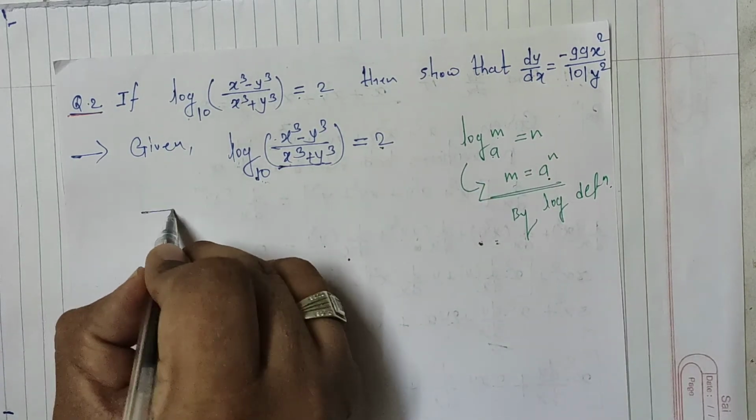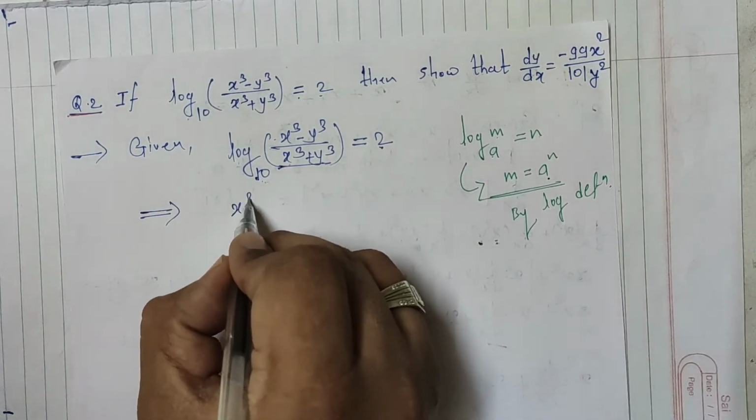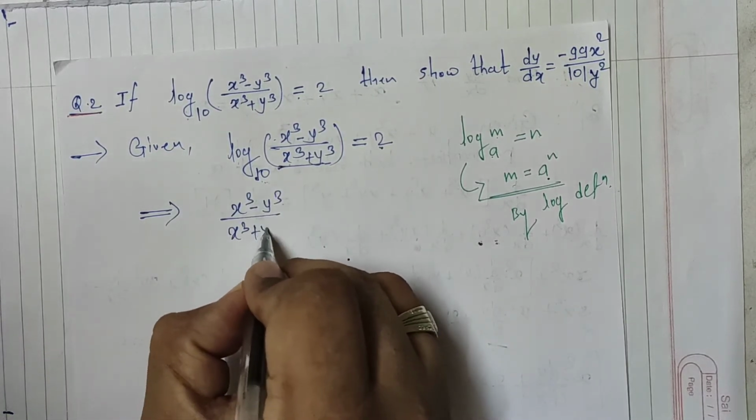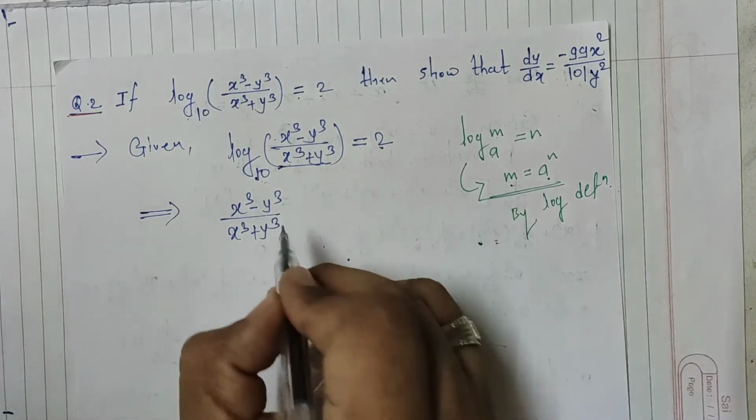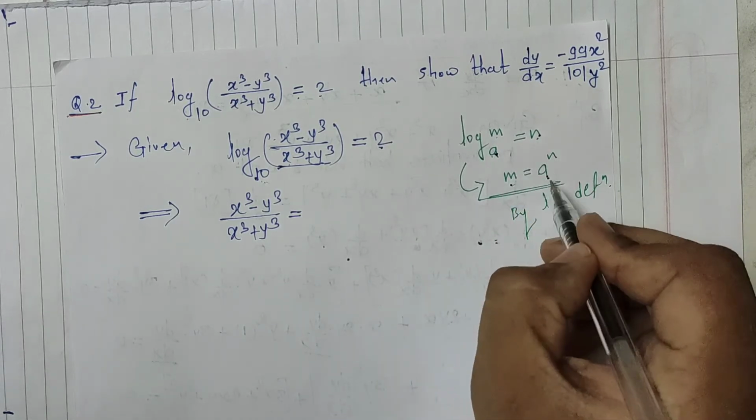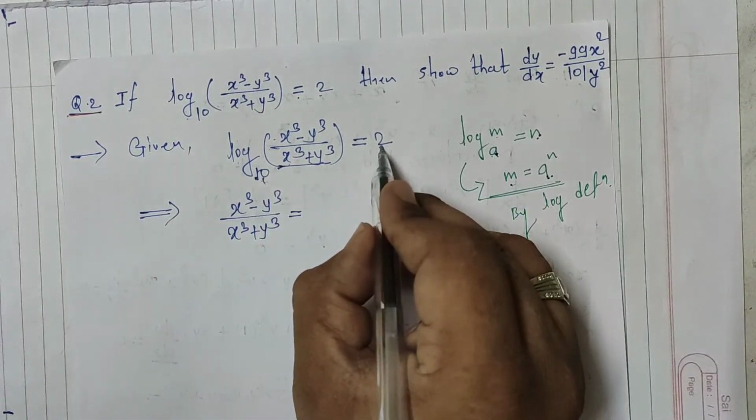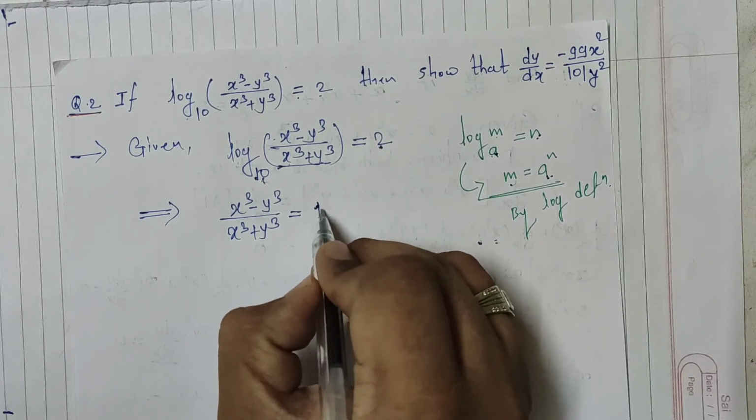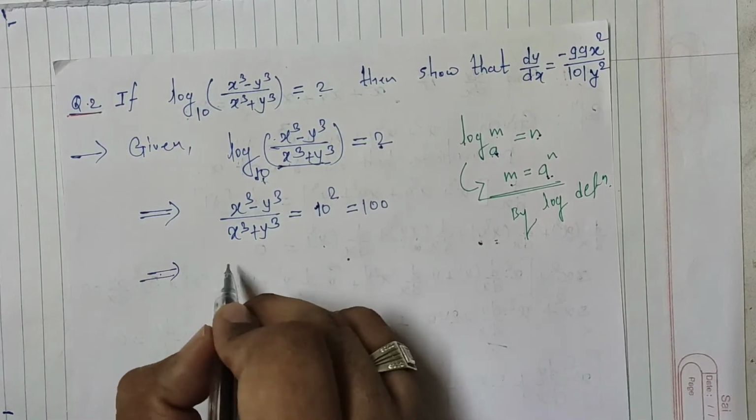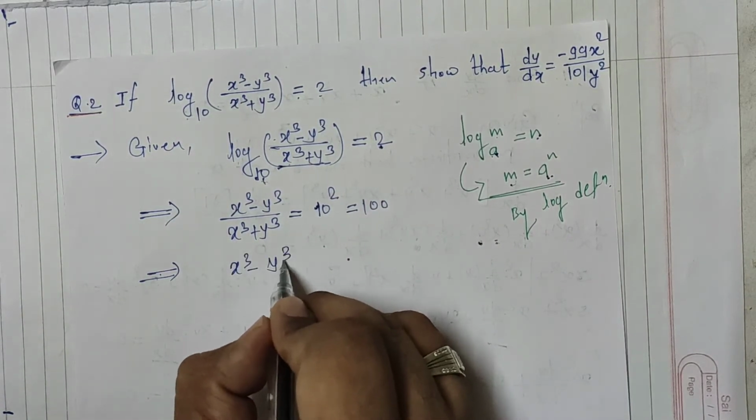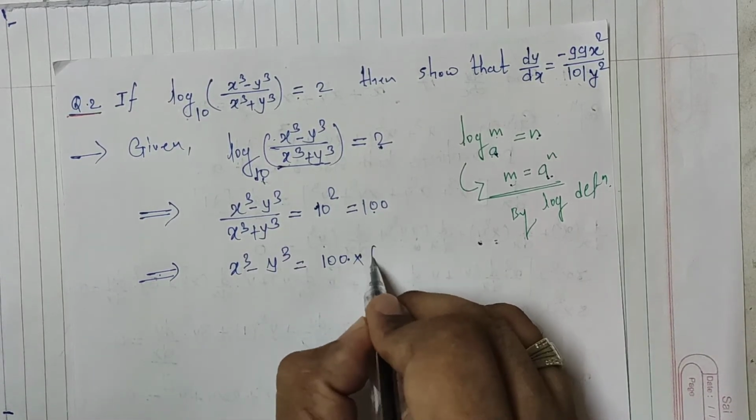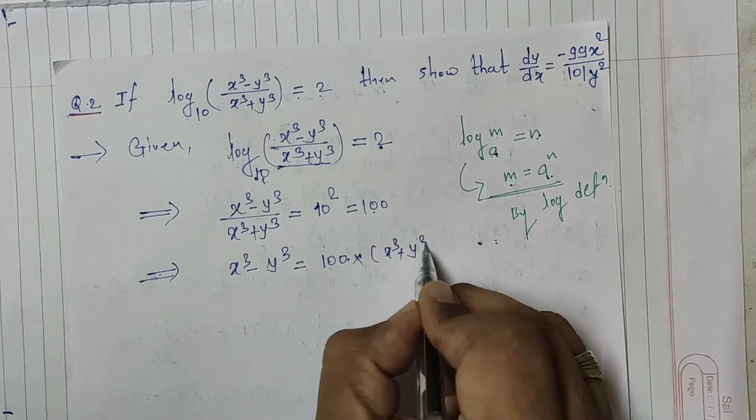Therefore, x cube minus y cube upon x cube plus y cube is m, and m is equal to a raised to n. Therefore here 10 raised to 2 means 10 square is 100. Therefore we get x cube minus y cube is equal to 100 into x cube plus y cube.